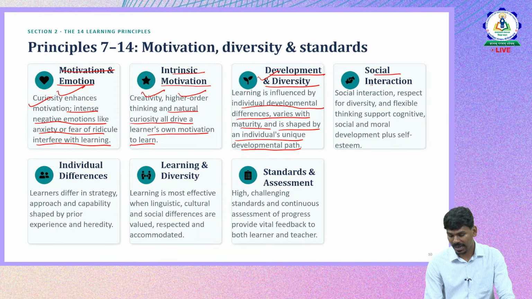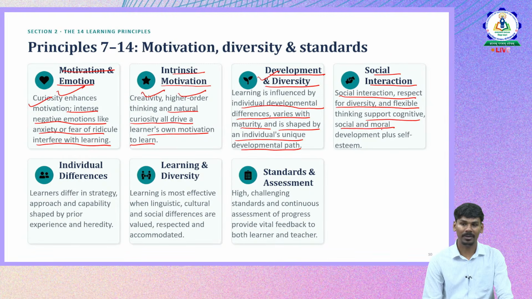Then social interaction. Social interaction, respect for diversity, and flexible thinking support cognitive, social and moral development. When social interaction occurs in class, in which respect for diversity is encouraged, the learning is flexible, and thinking supports cognitive, social, and moral development. Then also the self-esteem. This is how social interaction should be framed, or learning should encourage.